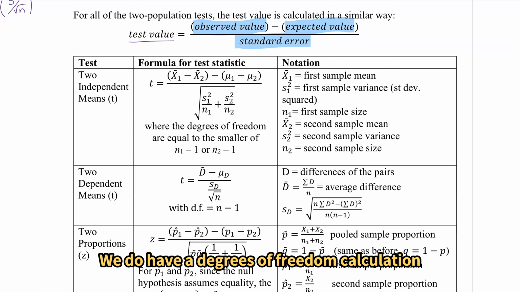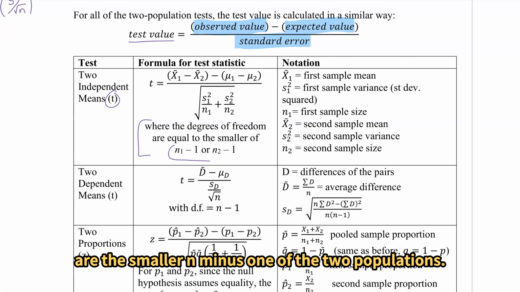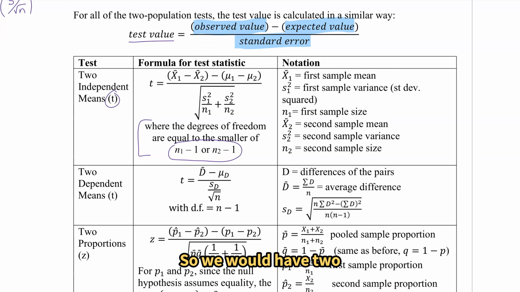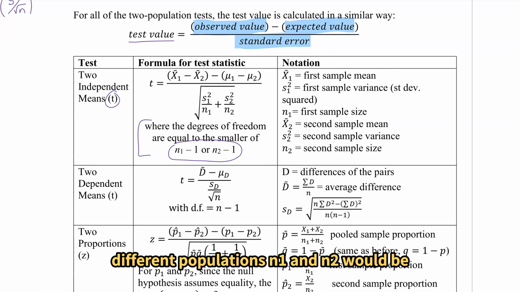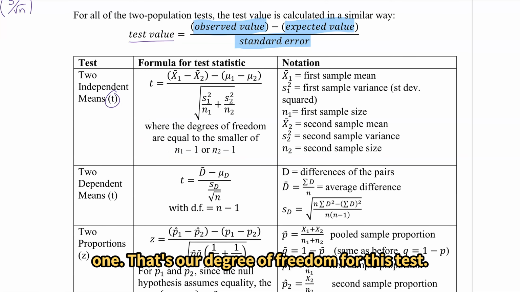We do have a degrees of freedom calculation because we're using a t distribution here, and the t distribution degrees of freedom are the smaller n minus 1 of the two populations. So we would have two different populations, n1 and n2 would be our sample sizes. Whichever one's smaller, subtract 1, that's our degree of freedom for this test.